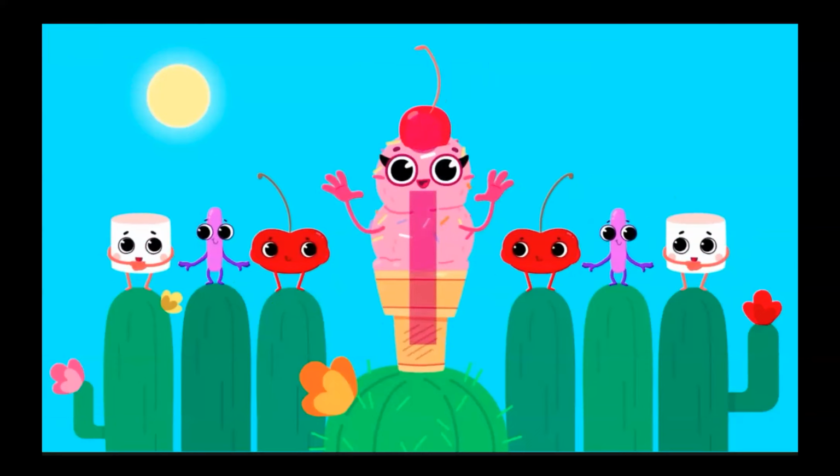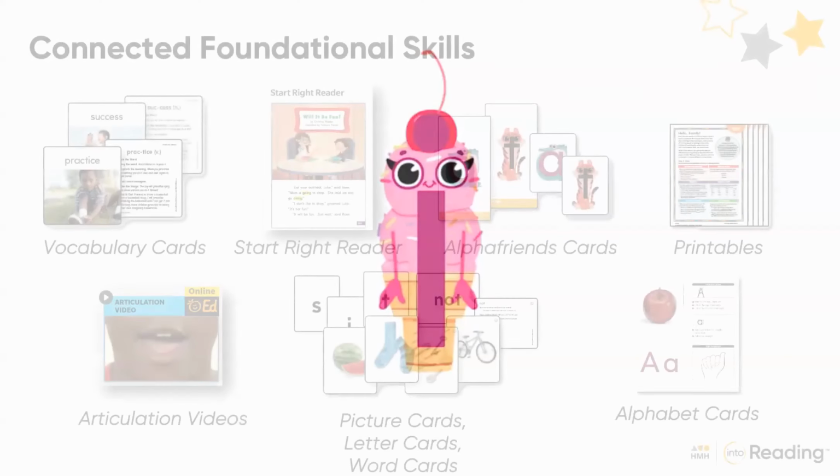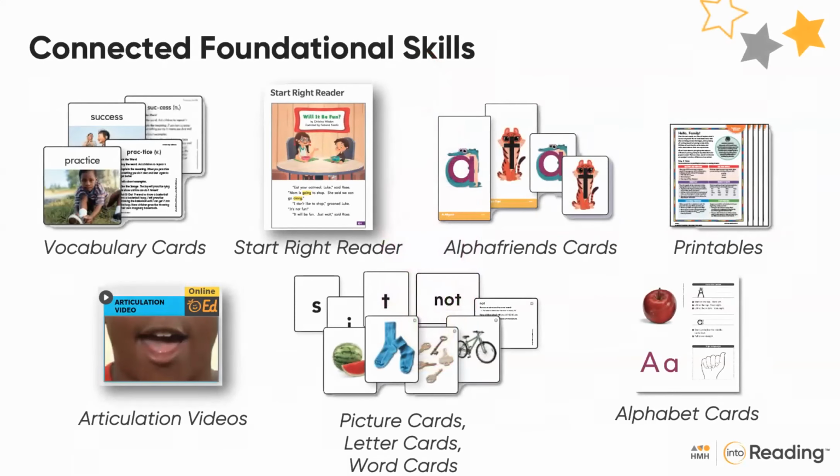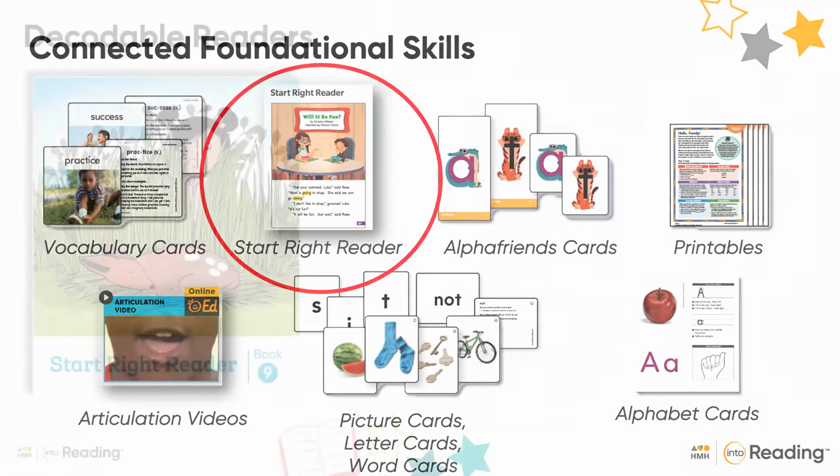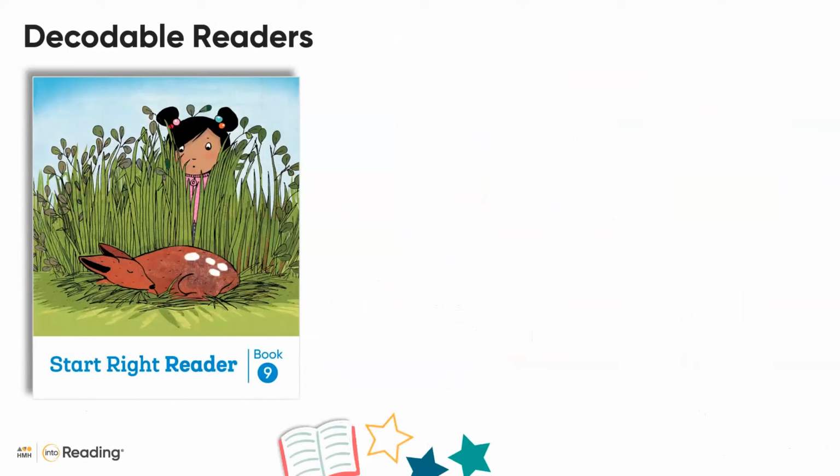In addition to the Alpha Friends videos and various kinesthetic cards to help guide instruction, students will also have access to resources to help them practice and apply their new skills. For example, the Start Right readers. As students learn new phonics skills, they'll need an opportunity to practice these decoding strategies in the context of new stories. This is where the Start Right reader comes into play.